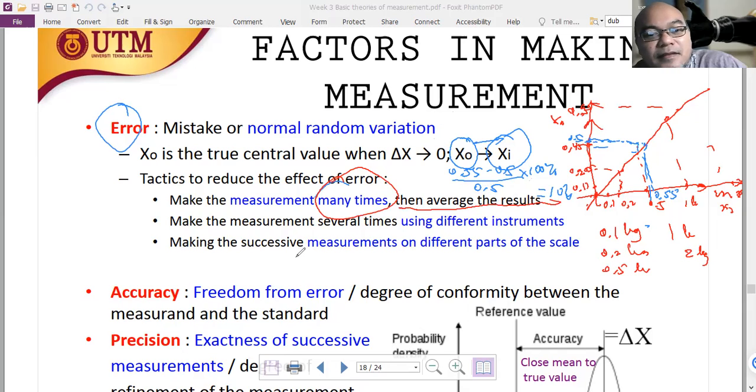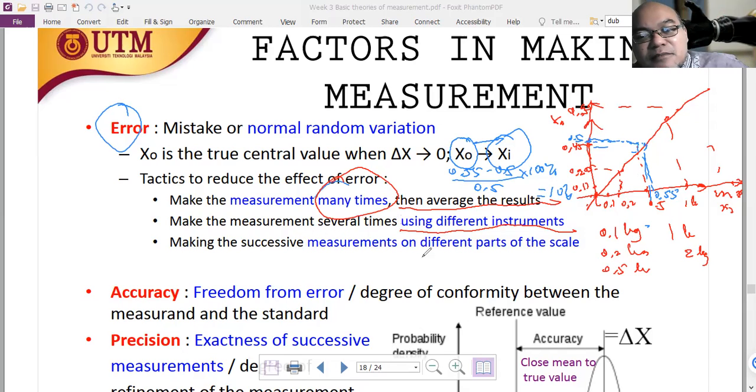Okay. If possible, also make the measurement several times using different instruments. Sometimes one instrument is not really calibrated, or maybe calibrated but not too often, while the other instrument is freshly calibrated or very new. Then if you use these different instruments, you can have an average with which you can better approach the true value of that measurement.